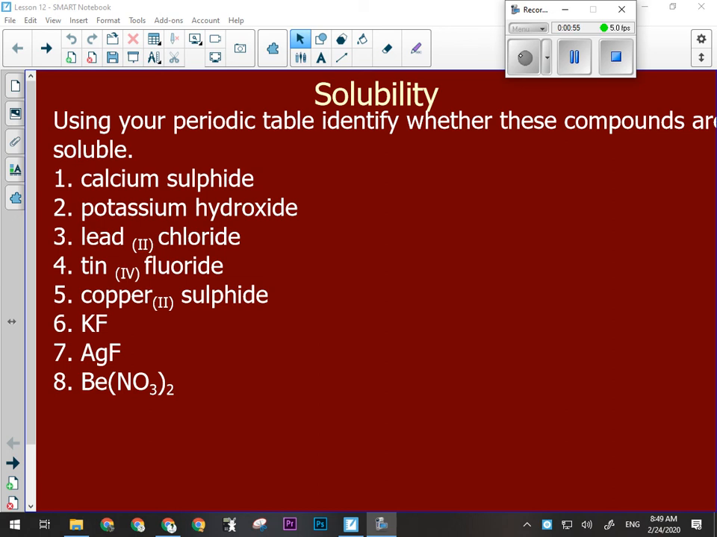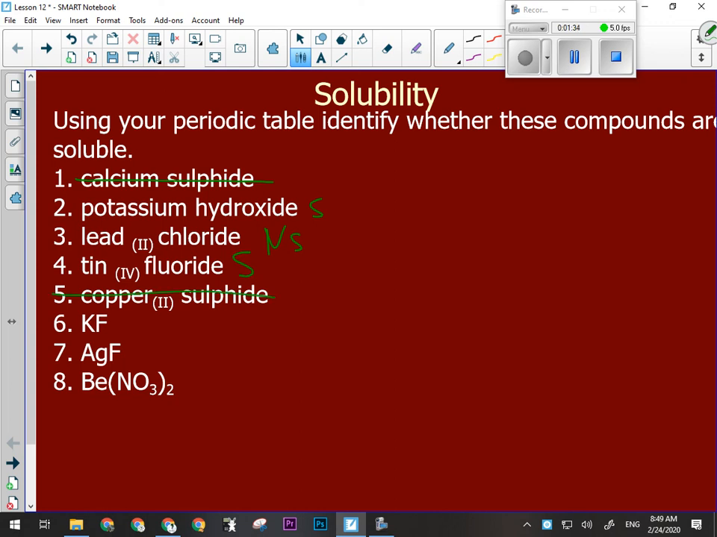All right, for lead 2 chloride, we look up chlorine, it's kind of in the middle here, and it says it's soluble with most things, but I see that lead 2 plus is in the third row, so this stuff would be not soluble. So this one is not soluble, this one is soluble, this one we couldn't do. Tin 4 fluoride. We find fluorine, right next to the column we were looking at just a minute ago. It says it's soluble with most things, and I don't see tin in the third row, so this one is good. It's soluble.